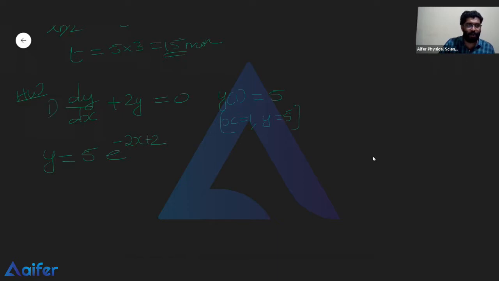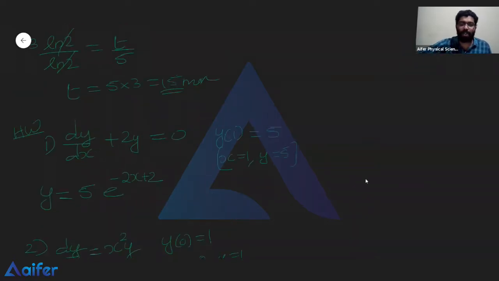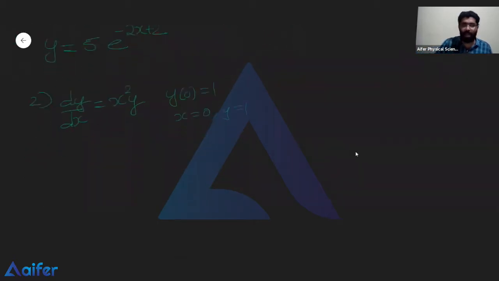This is the first homework. Then second, dy by dx equal to x square y and y of 0 equal to 1, which means at x equal to 0, your y equal to 1, and the solution to this equation is y equal to e raised to x cube by 3.